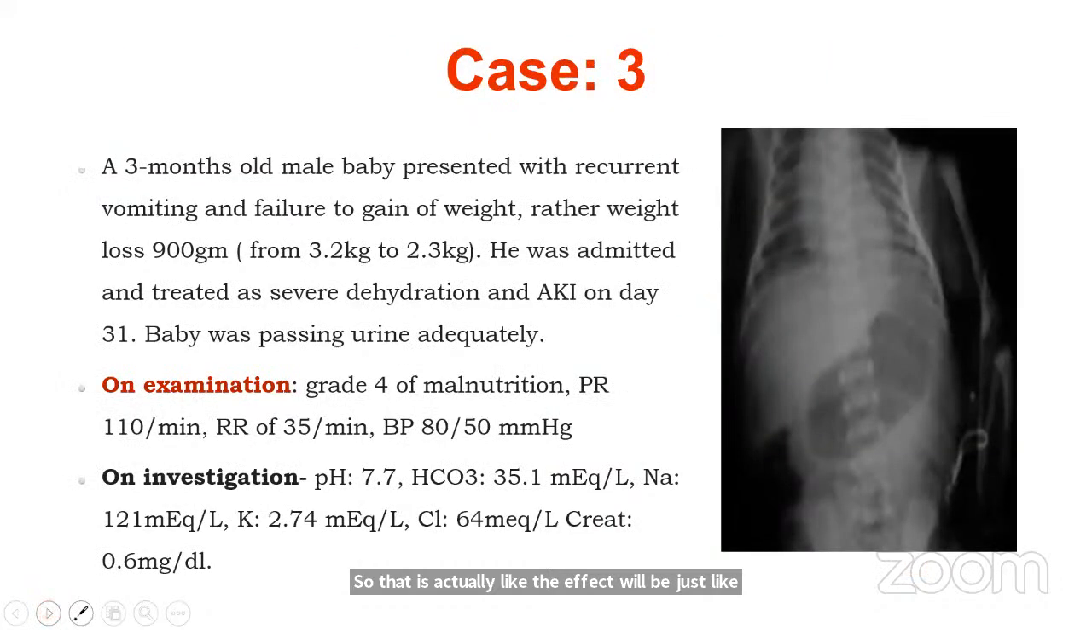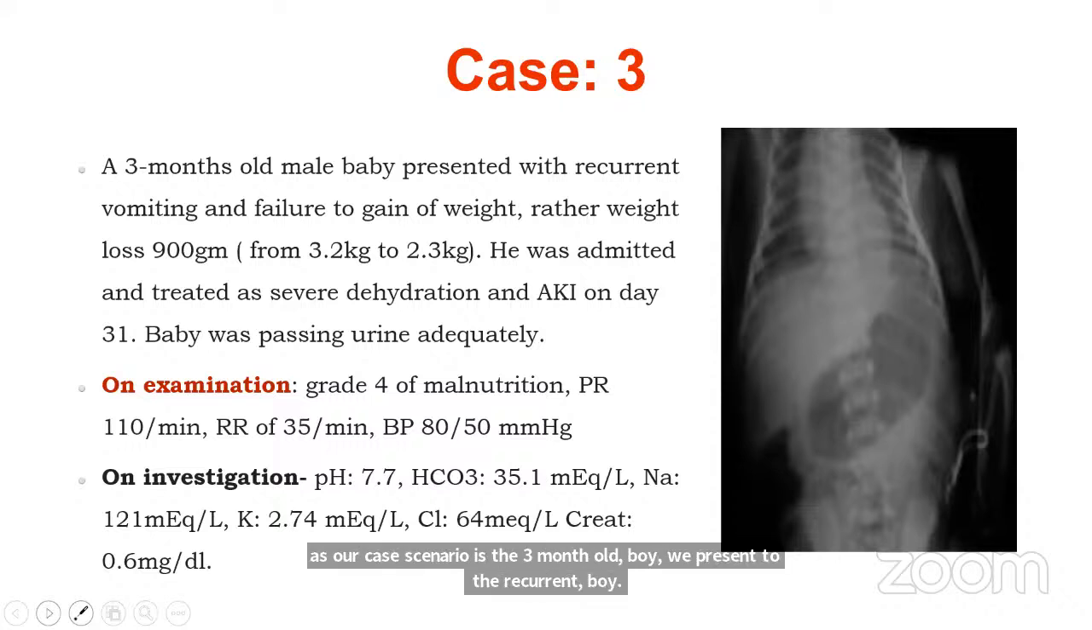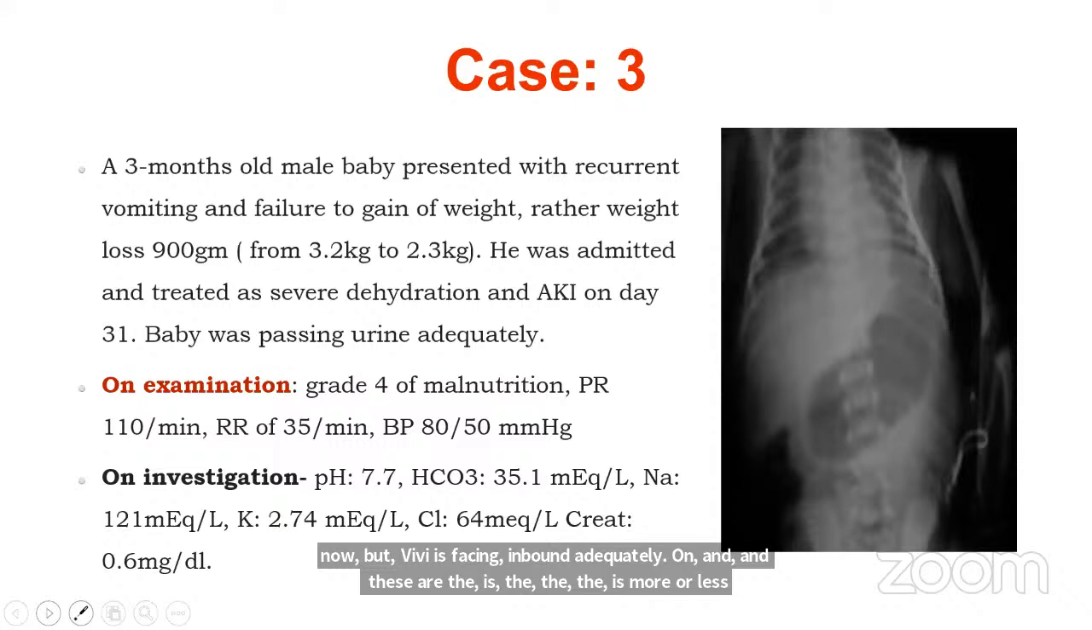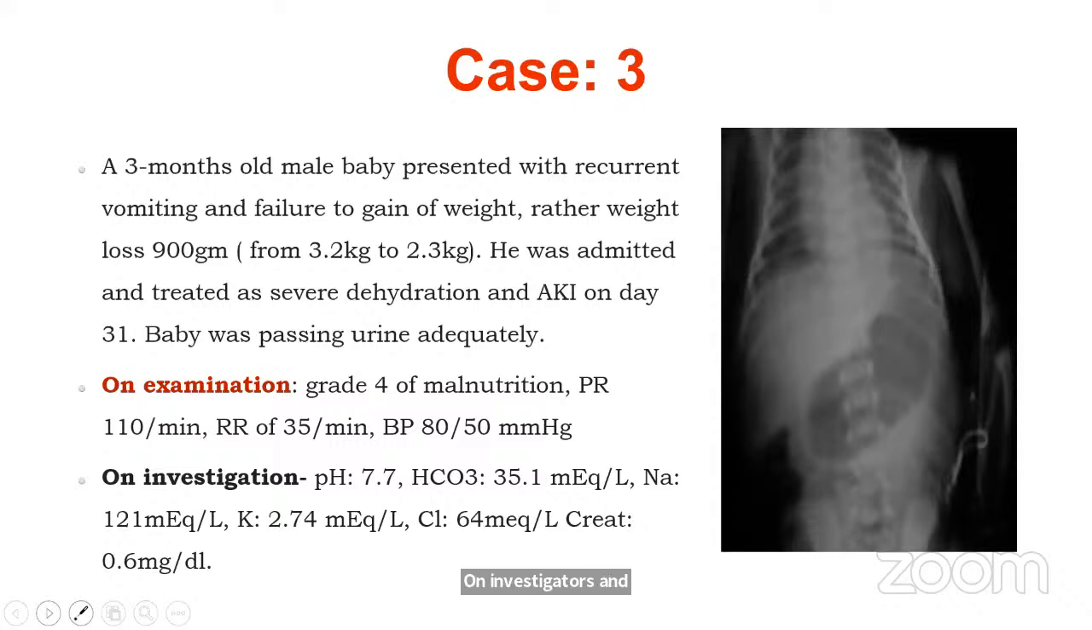Another case scenario is a 3-month-old boy who presented with recurrent vomiting, failure to thrive, and weight loss, and was admitted and treated for severe dehydration on day 30 of life. Now, the baby is passing urine adequately. On examination, he is otherwise malnourished. Vital signs are more or less acceptable. On investigation, he has severe metabolic alkalosis with sodium of 121, hyponatremia, hypokalemia, and hypochloremia. And this X-ray shows a distended stomach. So the diagnosis is very clear: hypertrophic pyloric stenosis with hypochloremic, hypokalemic metabolic alkalosis.